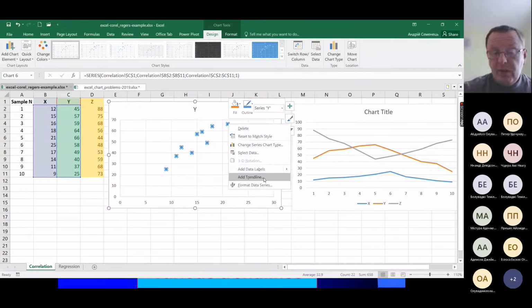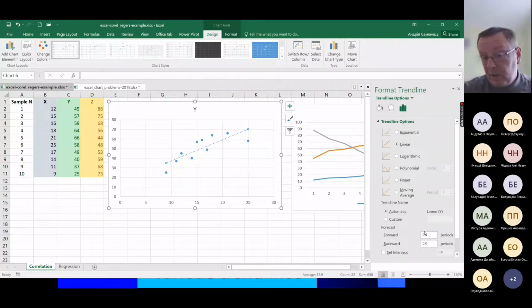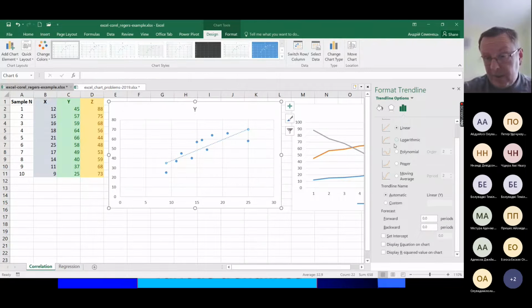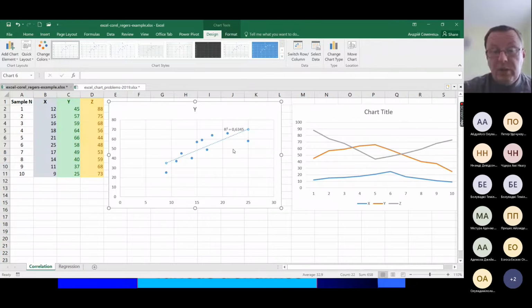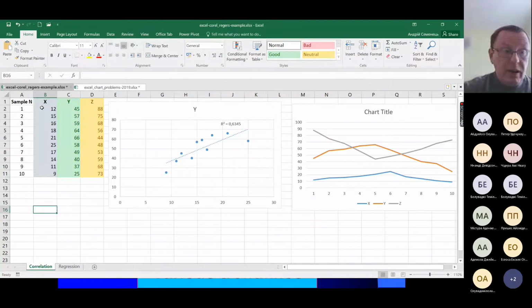And here we can even use a trend line to get the coefficient of determination, a linear trend line every time, which gives us the coefficient of determination, which demonstrates deviation for y variables depending on variability in x. Again, it's not the coefficient of correlation, it's the coefficient of determination.